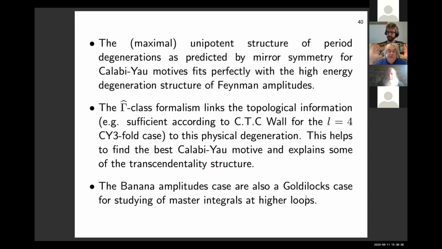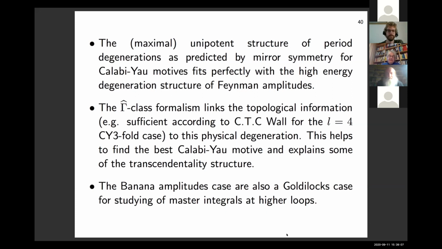So one thing you should take more into account is this point of maximal unipotent monodromy. That's actually predicted by mirror symmetry for all Calabi-Yau motifs. And that fits perfectly with the high energy degeneration of the Feynman amplitudes. So if you study the high energy degeneration of the Feynman amplitudes with the gamma class formalism, you get the topological information about the Calabi-Yau, because all the intersection numbers can be actually recovered from that.